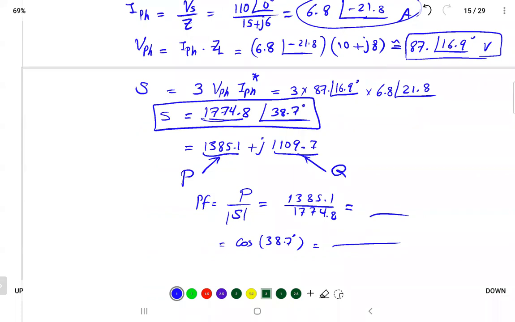We have it. Why connect it like that? Do you have any questions on this problem?